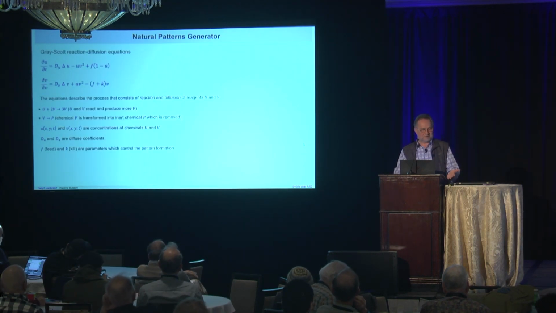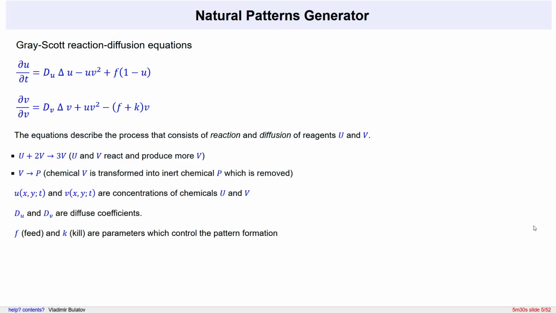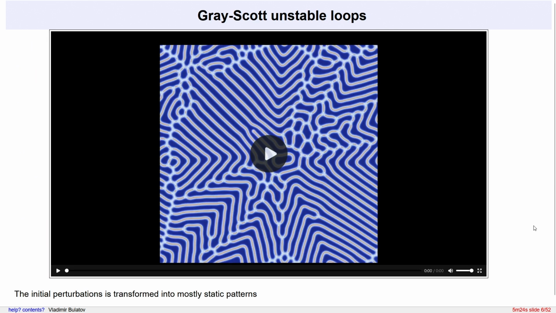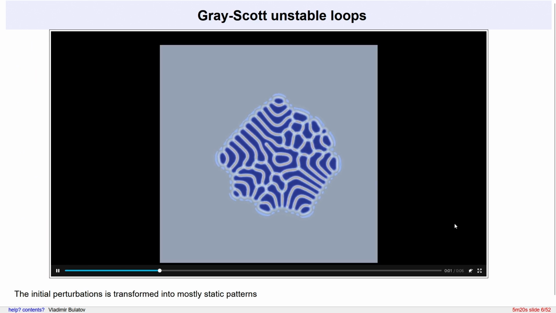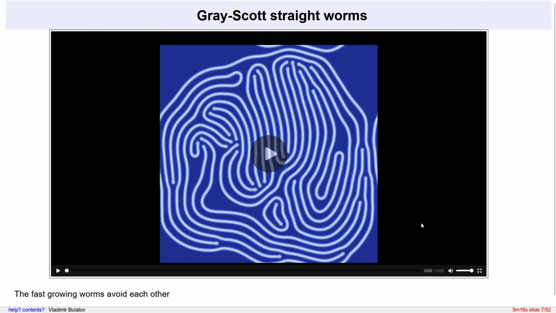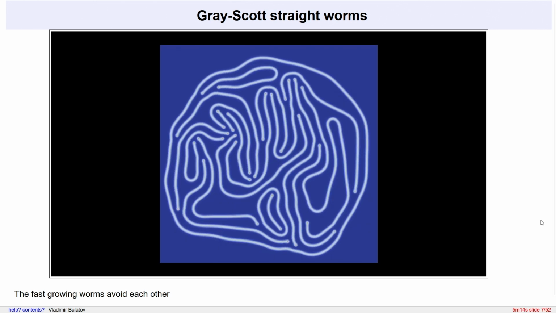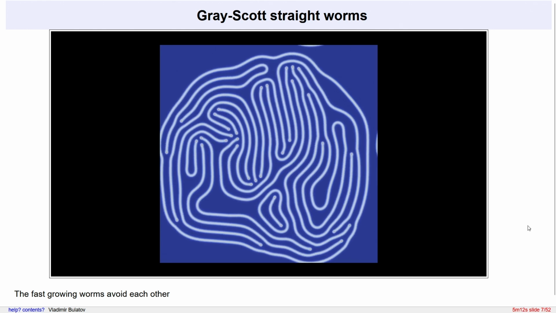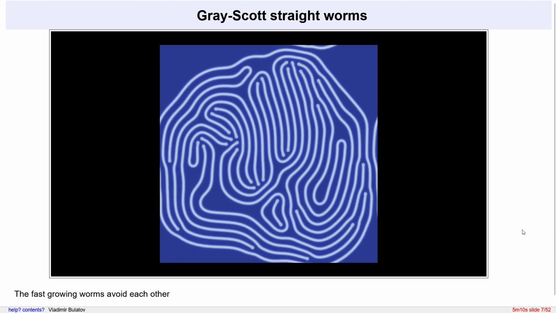So we want to start from a natural pattern generator, the Gray-Scott reaction diffusion equation, and it is a very nice equation which exhibits a very wide array of different patterns. And I will show you, these are like fast-growing worms. It is the same equation, with a different set of parameters.